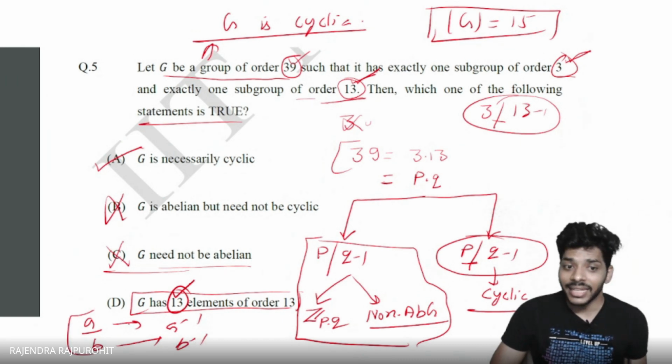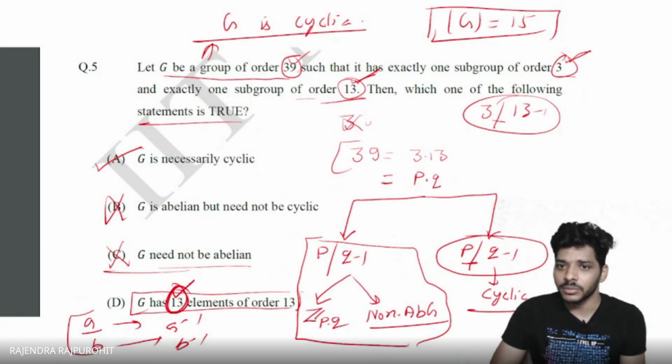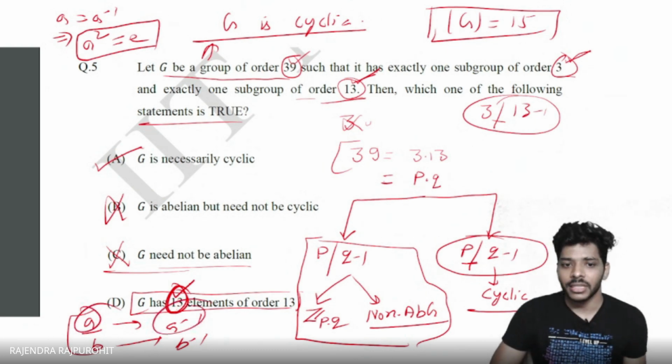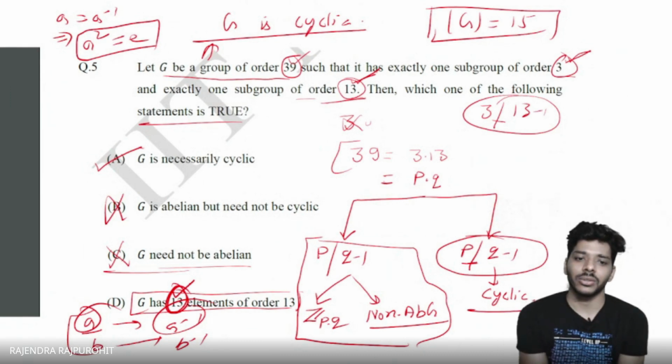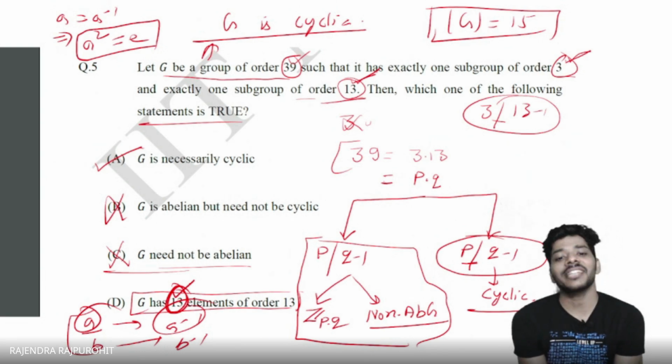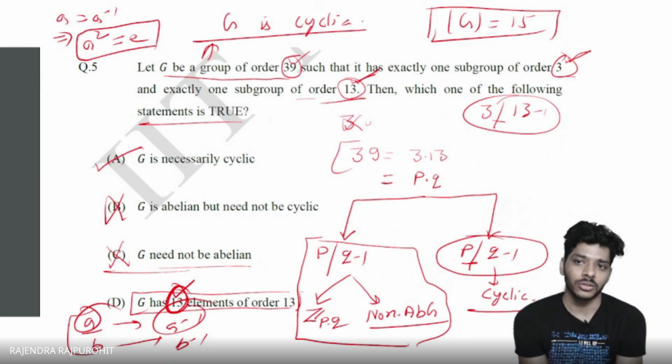And any element of order 13 cannot be self-inverse, because if A is equal to A inverse, then you simply have A square is identity. This simply implies that either A is identity or order of A is 2. So they cannot be self-inverse. Now, can you really say that there are 13 elements of order 13? Every element comes with its inverse. Is there any group in this entire universe which has 13 elements of order 13? No group, not only this group, any group.